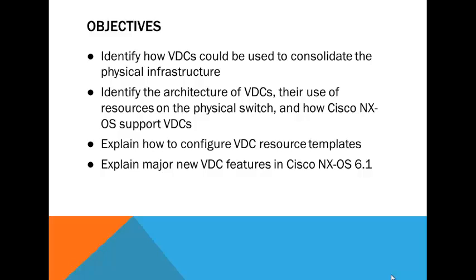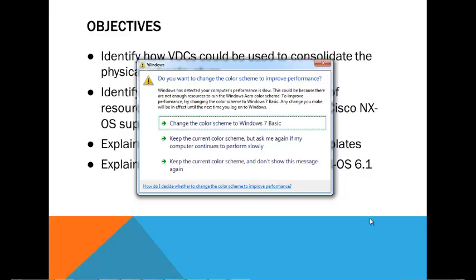First of all, we need to identify why we need VDC. What is the advantage of having VDC? And next is the architecture of VDC. Next is how to configure VDC and how to configure VDC resource template, which is also a part of our exam, where we say how many VLANs, maximum, minimum. Hope you remember that question. The minimum number of VLANs, maximum number of VLANs, minimum number of VRFs, maximum number of VRFs.